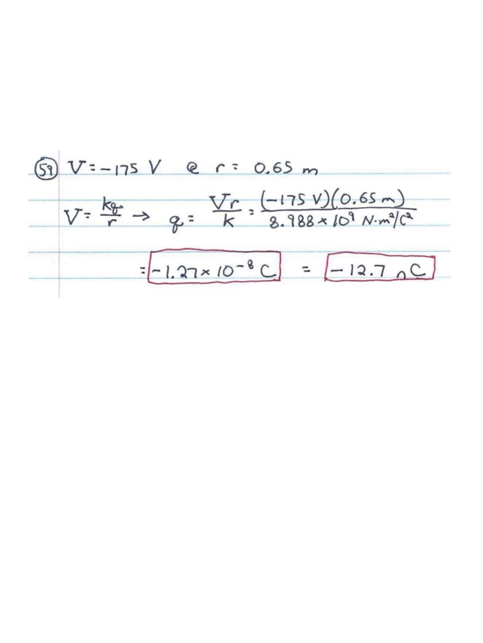59. Spherical equipotential surfaces surround a point charge. If the electric potential is negative 175 volts on a sphere of radius 0.65 meters, what is the charge? So we have the given information. We can say V equals kQ over r, but let's solve for charge. Q equals Vr over k. We're just going to plug in those values. When we do, we get negative 1.27 times 10 to the negative 8 coulombs, or negative 12.7 nanocoulombs.